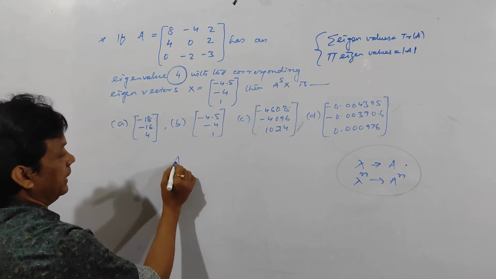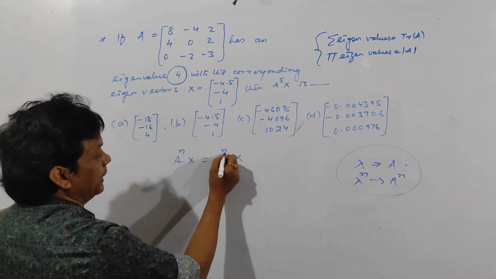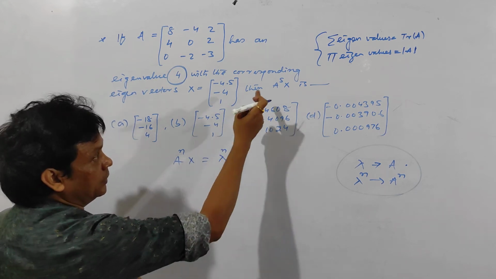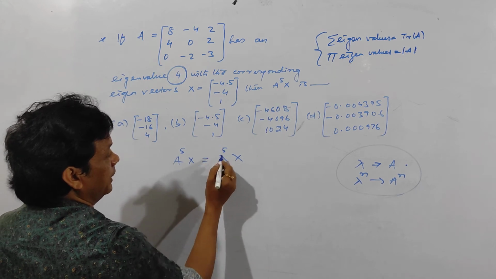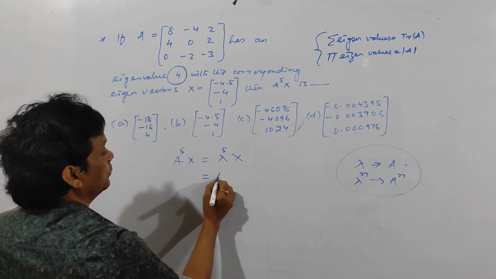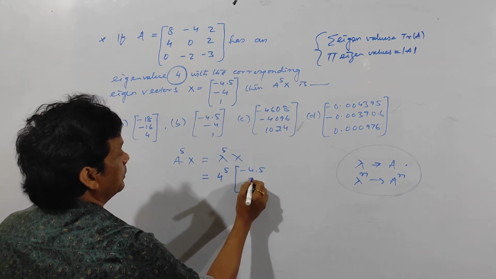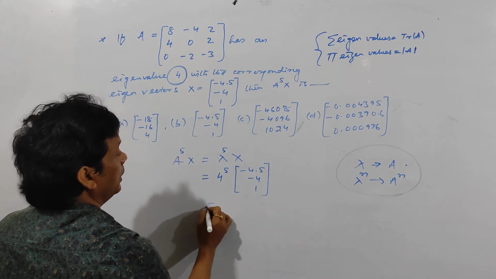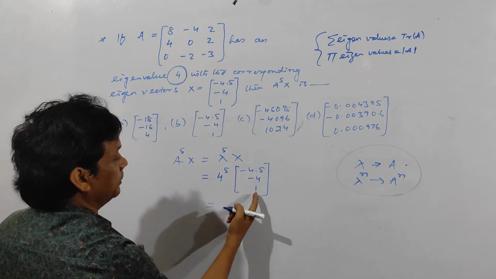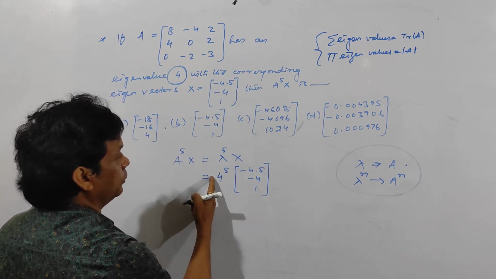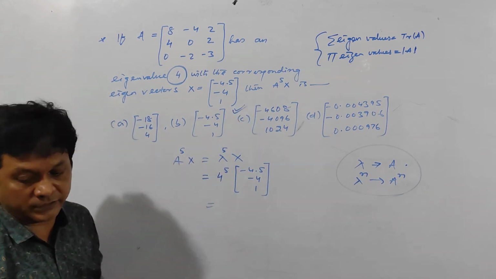See here, Ax is equal to lambda x. Then A to the n x is equal to lambda to the n x. I have already told you. And here n is 5. That means it will be lambda to the 5 x. What is lambda? 4. 4 to the power 5. X is this one, minus 4, 1. And 4 to the 5 is 1024. So you should multiply this thing. This term will be 1024 into 1. So this term will be the answer. Option C is the answer.